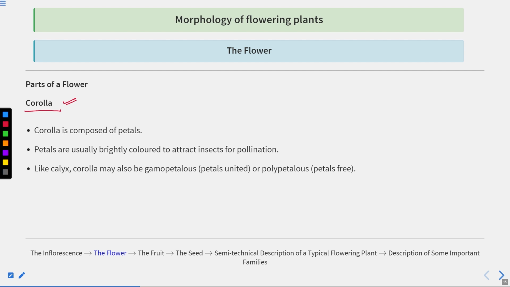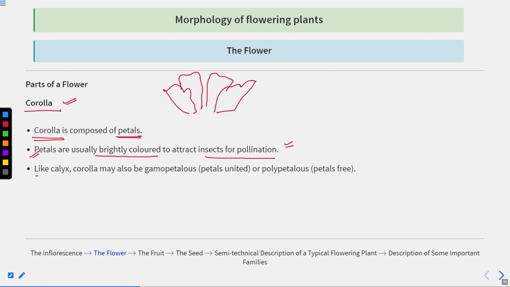Corolla is composed of petals. Again, these are petals. When we talk about all the petals together, it is the corolla. Petals are usually brightly colored to attract insects for pollination. So this is the function of the petals.